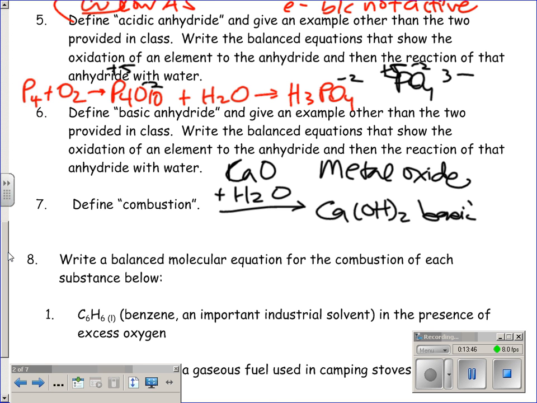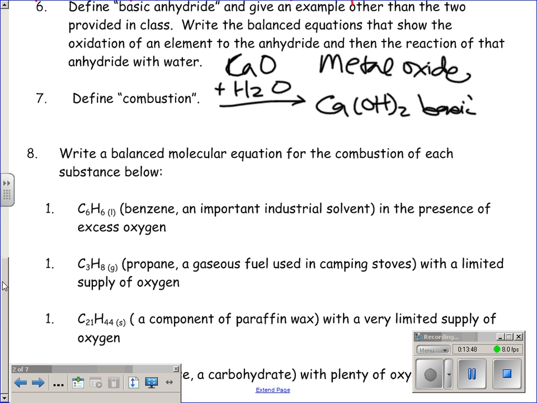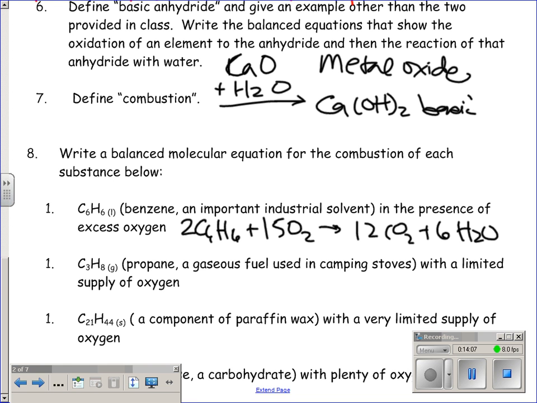Shana, number 10. Tell me the benzene one. 2C6H6 plus oxygen gas yields 12 CO2 and 6 moles of water. Okay. So why did you choose, when I said excess oxygen, why did you choose to make that product? Because it would react completely with the oxygen. So it's complete combustion, yes?